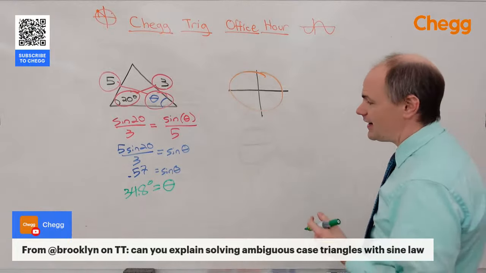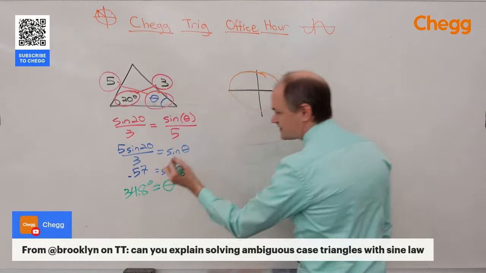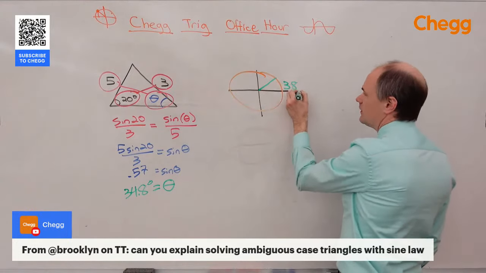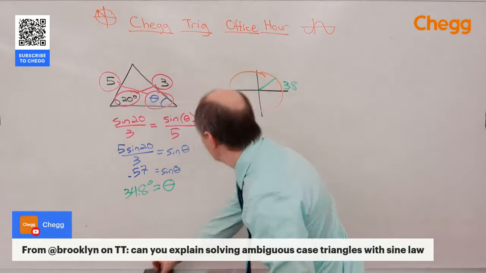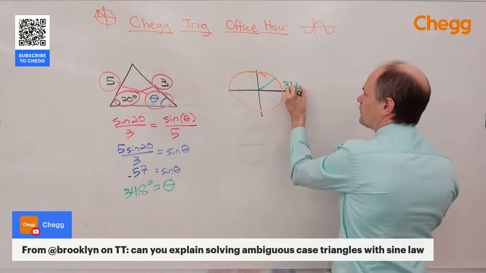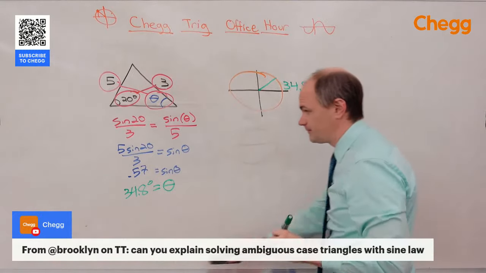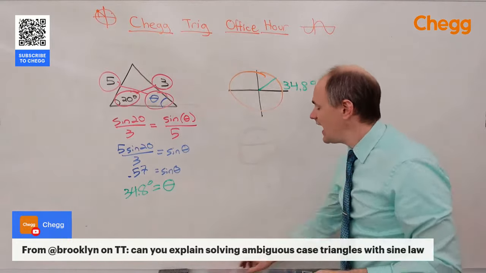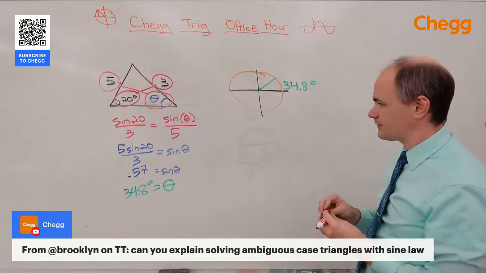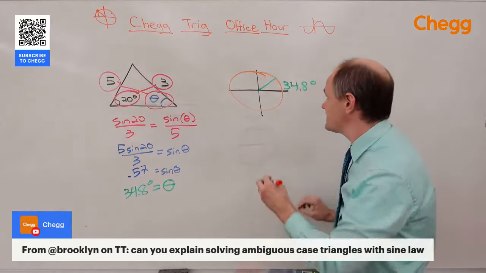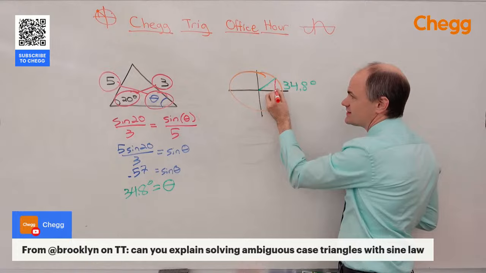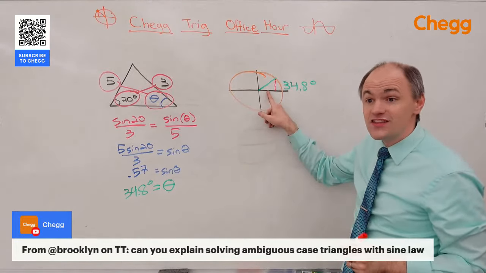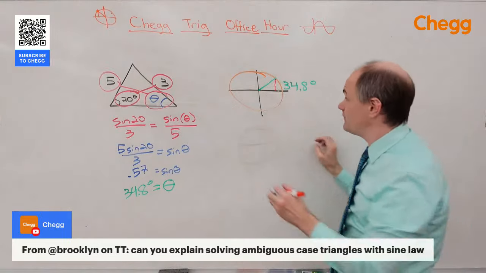All right, so theta is 34.8 degrees. That's in the first quadrant. I'm transposing numbers now. I'm getting in more trouble. That's 34.8 degrees. The problem is, as we said, this is where sine is 0.57. This y coordinate, this distance here, is 0.57. But that's not the only place on the circle where that height can be 0.57.